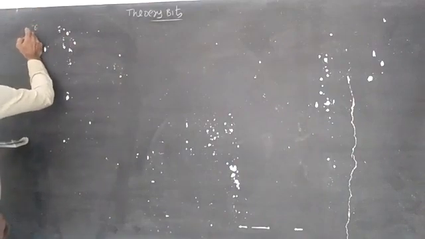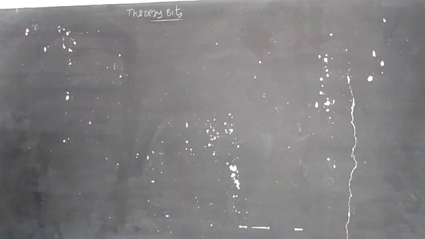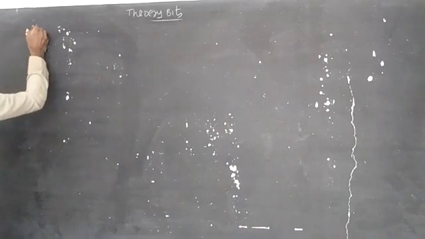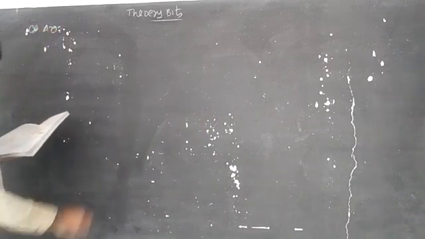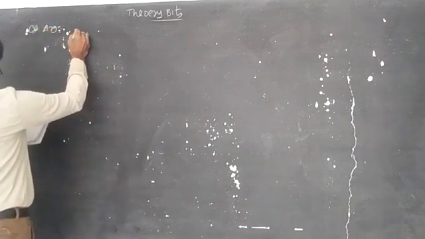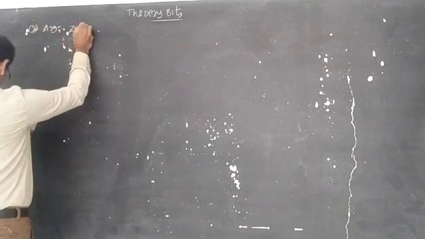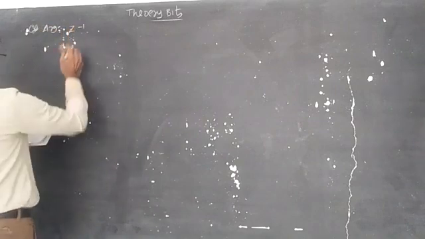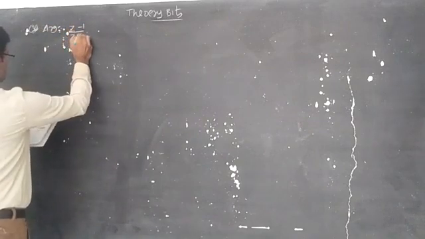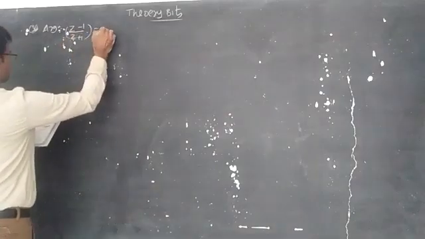Argument of z minus 1 by z plus 1 is equal to pi by 2. Then what is the locus?